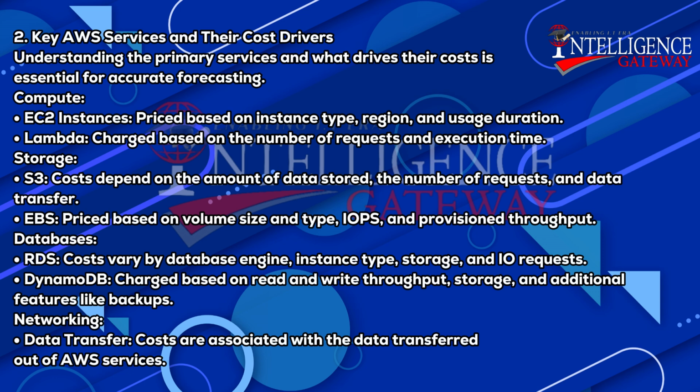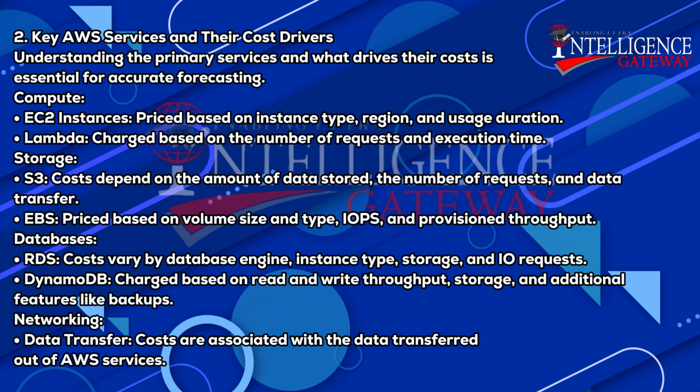2. Key AWS services and their cost drivers. Understanding the primary services and what drives their costs is essential for accurate forecasting. Compute. EC2 instances are priced based on instance type, region, and usage duration. Lambda is charged based on the number of requests and execution time.